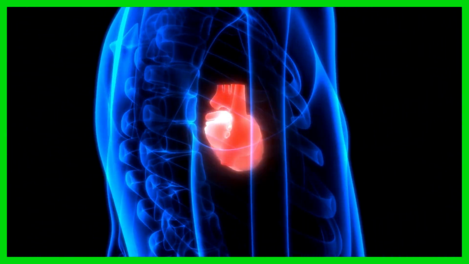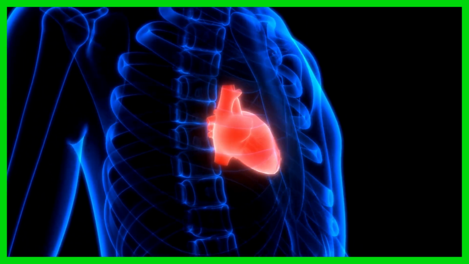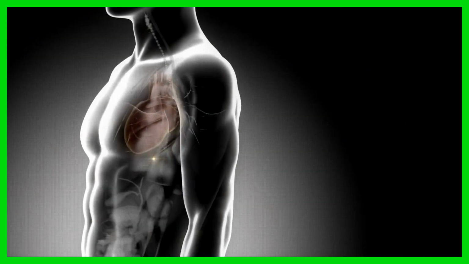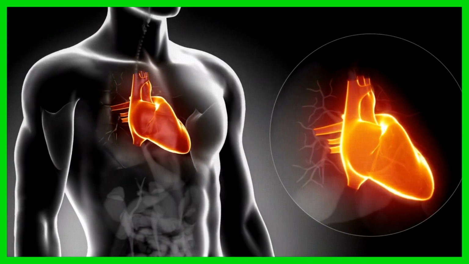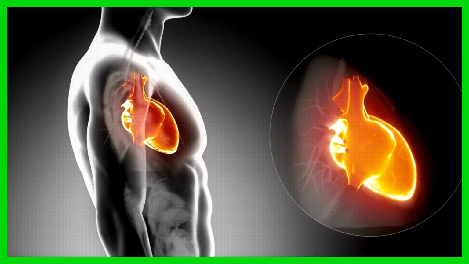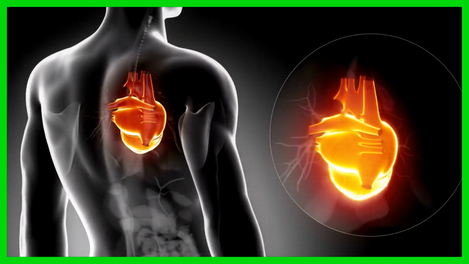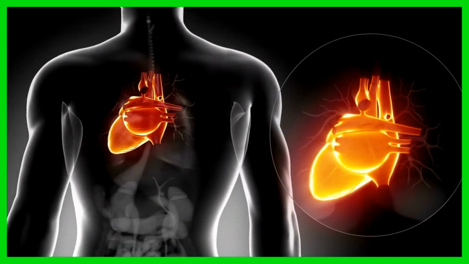4. Coronary circulation. The coronary arteries are responsible for supplying blood to the heart muscle, the myocardium. The right coronary artery and the left coronary artery, which divides into the anterior descending artery and the circumflex artery, are the main coronary arteries.